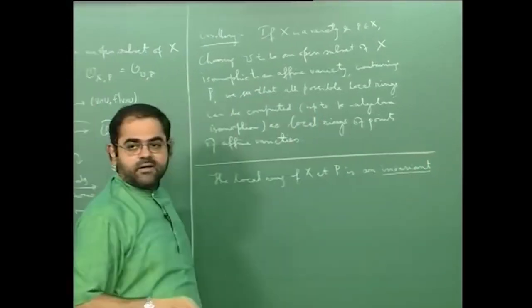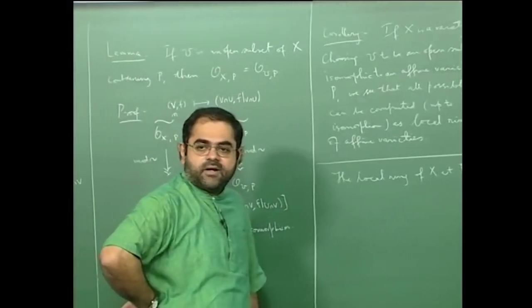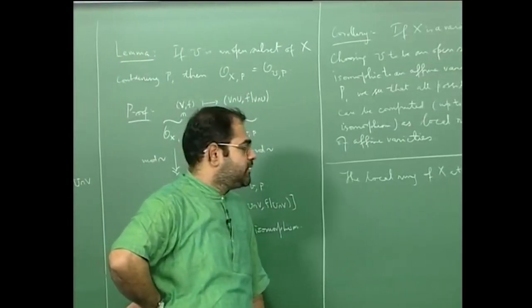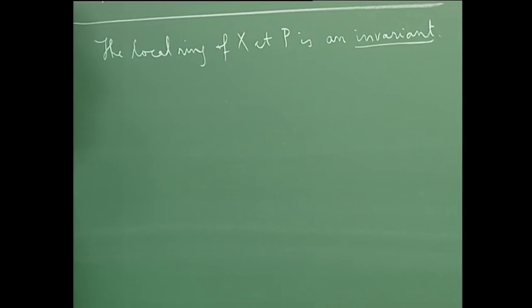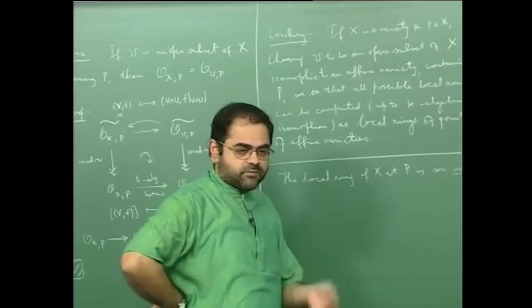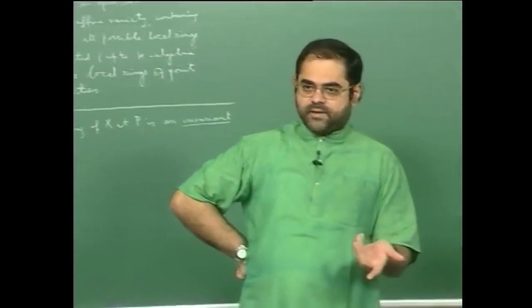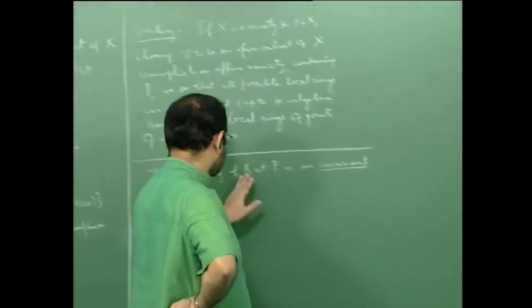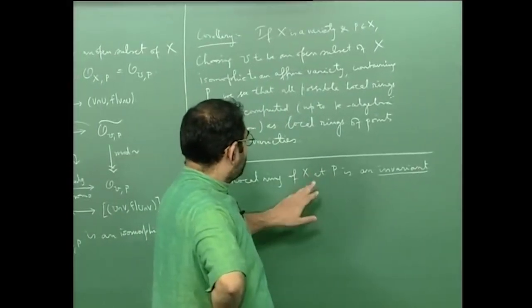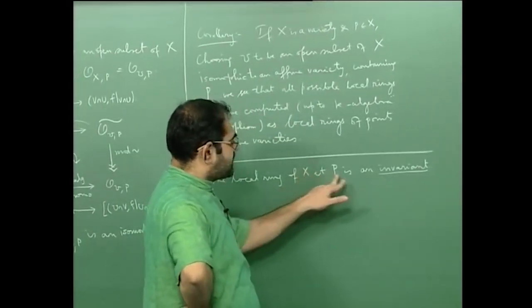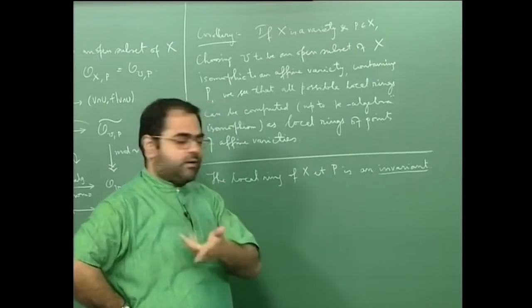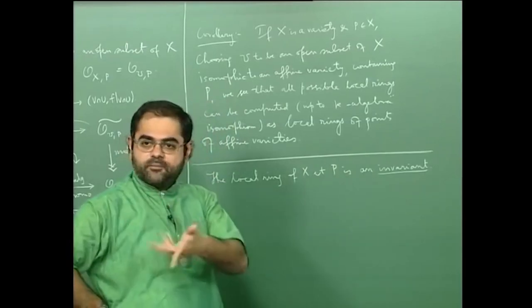So what's an invariant? An invariant of a certain geometric object, or of a mathematical object, is something that doesn't change, or changes only up to isomorphism, if you change the object up to an isomorphism. What I am trying to say is that if you change X and P up to isomorphism, then the local ring will change only up to an isomorphism.